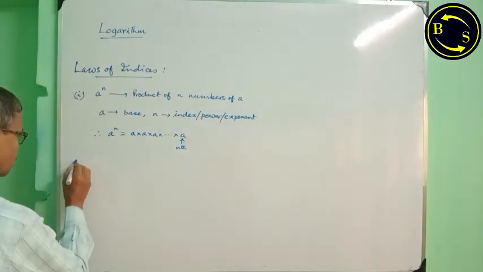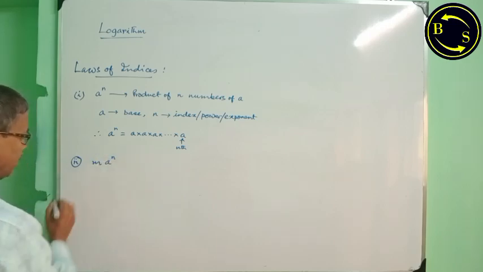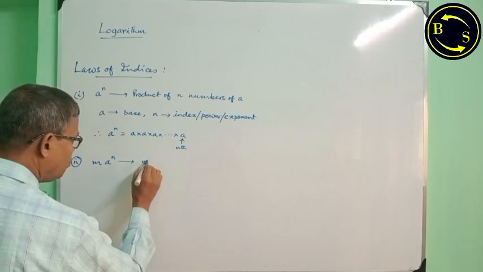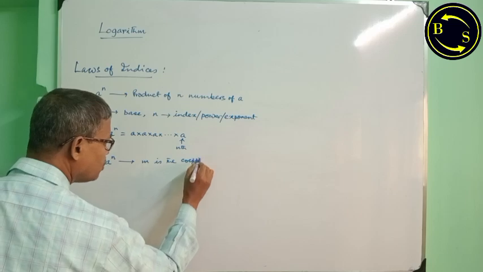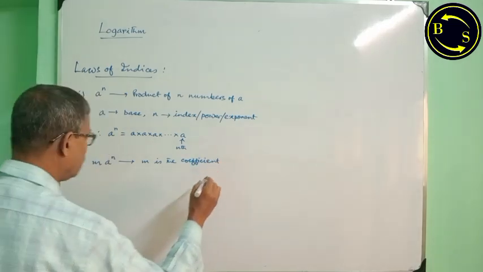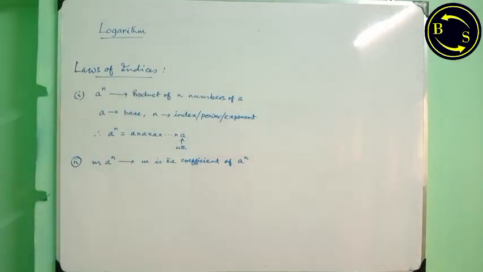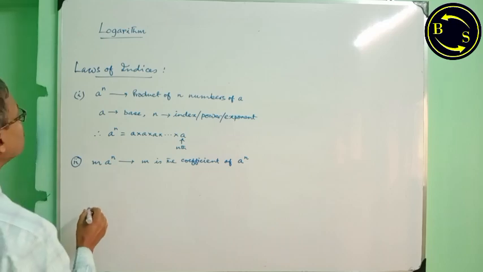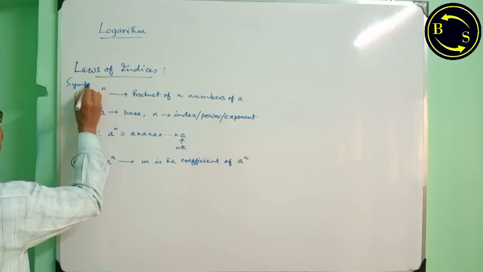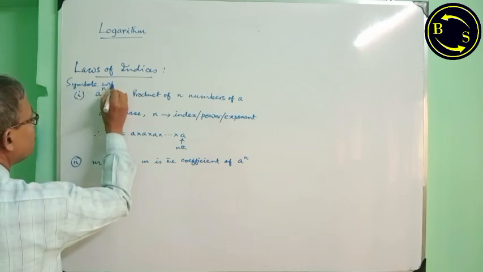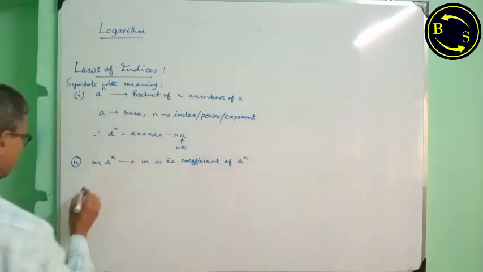Next symbol n, A to the power n. n is the coefficient of A to the power n. Next, we shall discuss laws, symbols with meaning. Then laws.